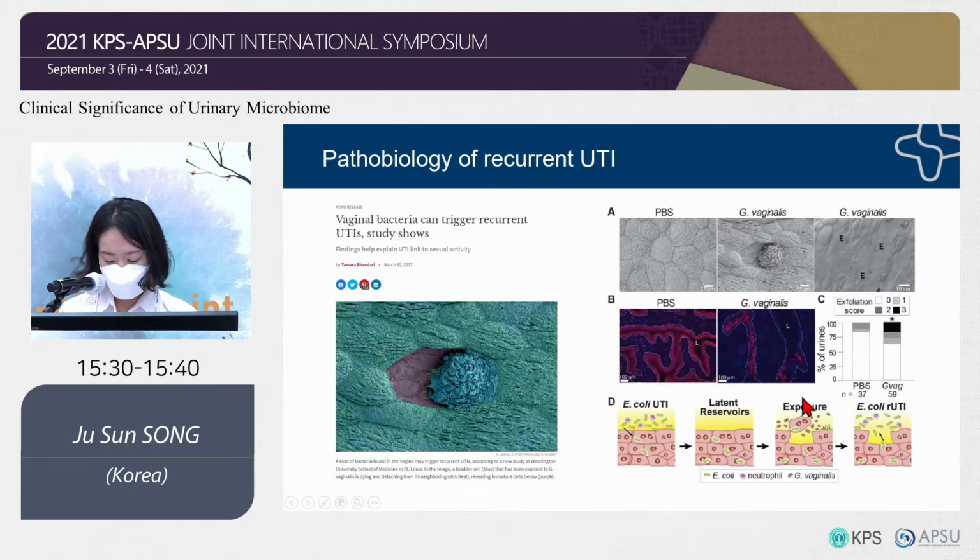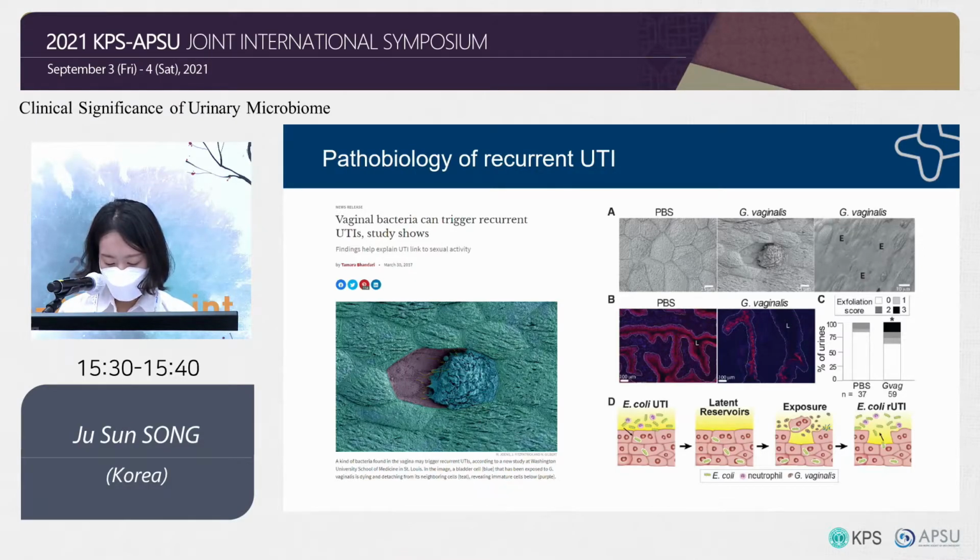Interestingly, in 2017, Gilbert and colleagues identified that bladder exposure to Gardnerella vaginalis, which is associated with bacterial vaginosis, resulted in reactivation of latent E. coli, causing recurrent cystitis in a mouse model. This result explains why women with bacterial vaginosis suffer from UTI more than healthy females.